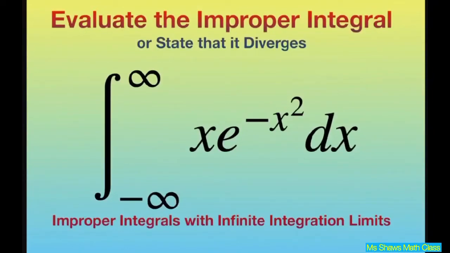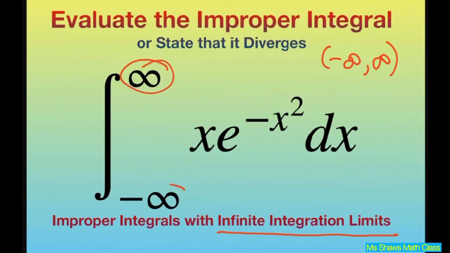Hi everyone, we're going to evaluate the improper integral or state that it diverges. Our integral is from negative infinity to infinity, and our function is x times e to the power of negative x squared dx. It's improper because we have infinite integral limits. We have infinity and negative infinity.